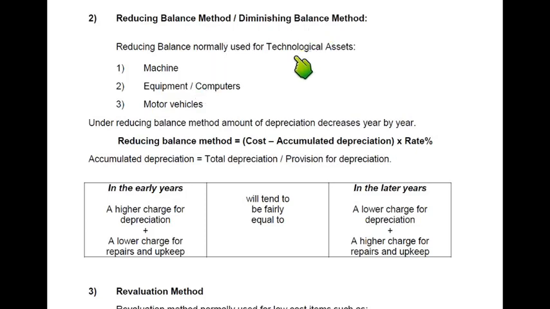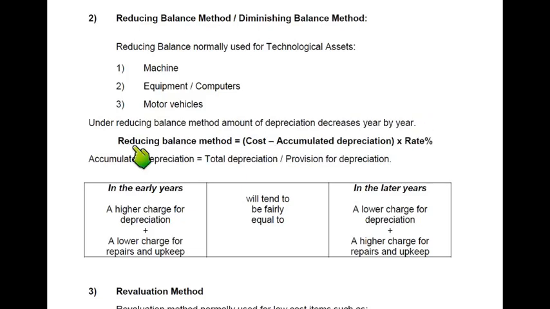The answer for this question is that all technological assets become obsolete very soon, so there should be a method that is capable of charging more depreciation in early years and low depreciation in future years. So reducing balance is particularly the method that charges high depreciation in early years of the life of an asset and low depreciation in later years. All technological assets such as machinery, equipment, computers, projectors and multimedia and all these gadgets, and motor vehicles are normally depreciated using the reducing balance method.